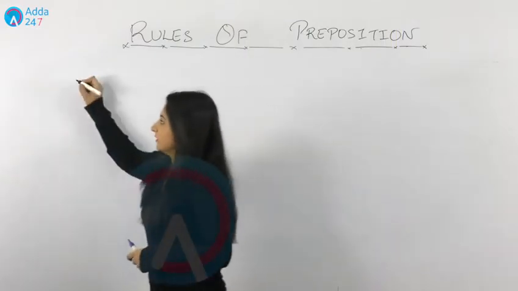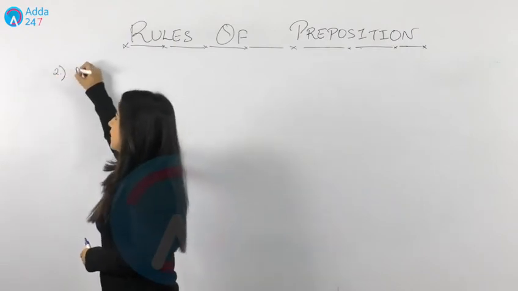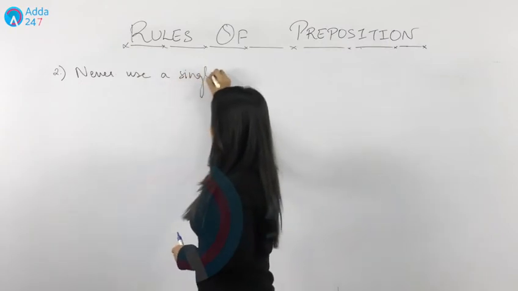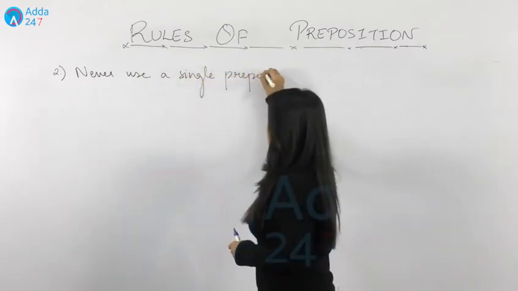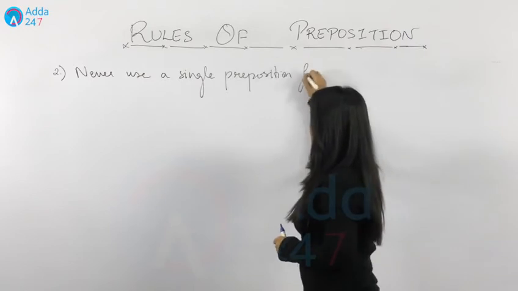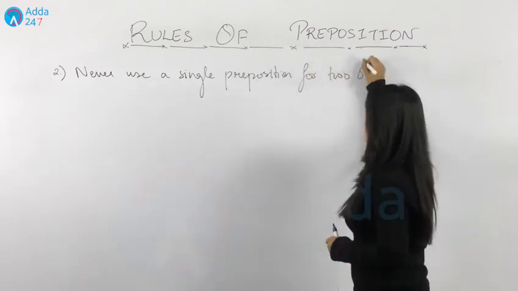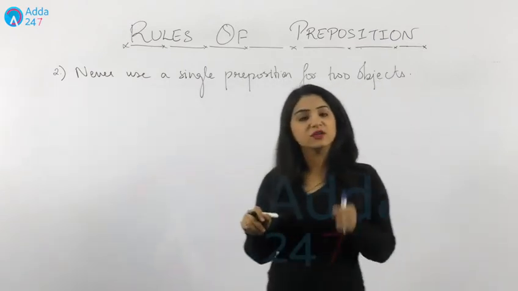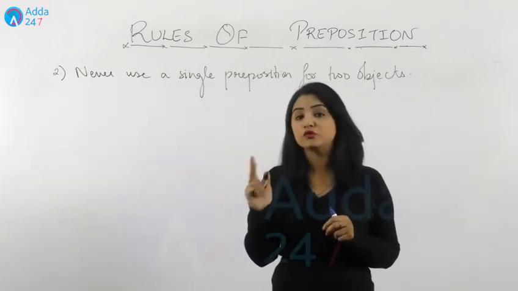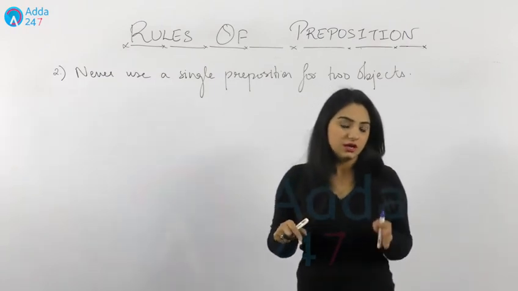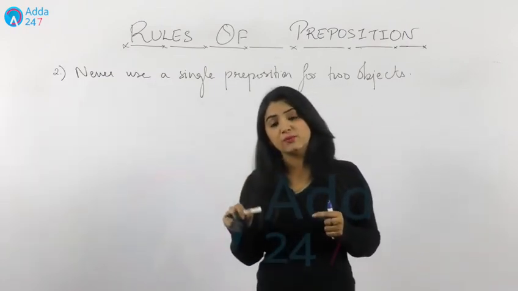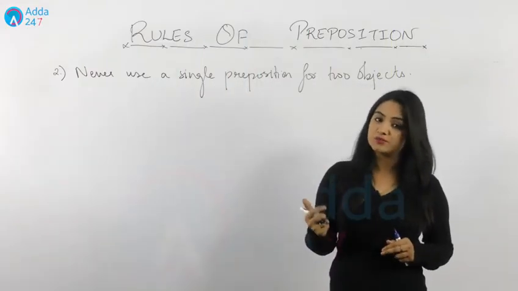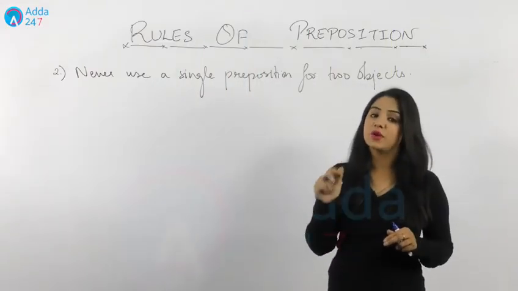Now the second rule says, never use a single preposition for two objects. Sometimes we have a single subject and then we have two objects for the same subject, but we place only a single preposition with both the objects. That is incorrect. Whenever we have two objects in a single sentence, we place the preposition with both of them.